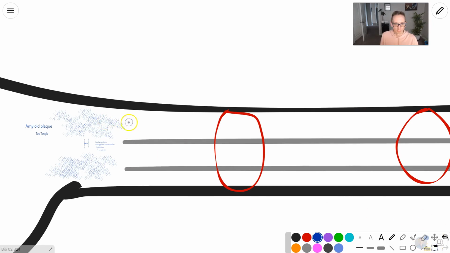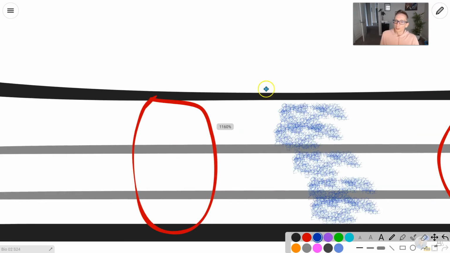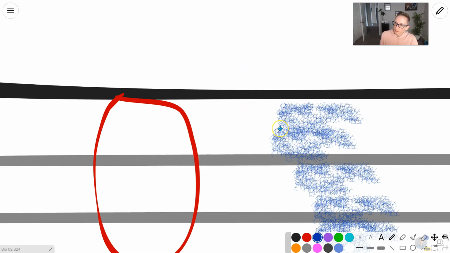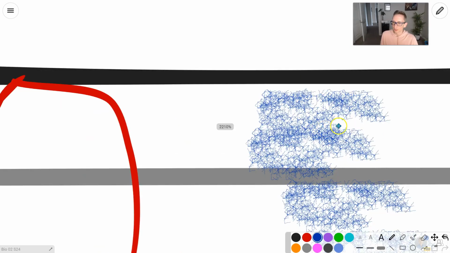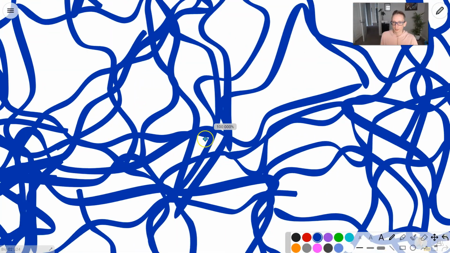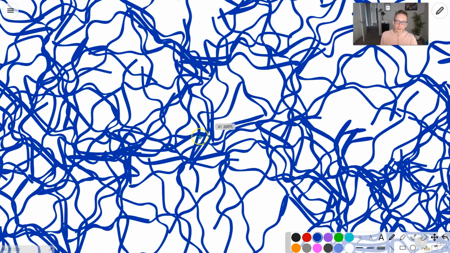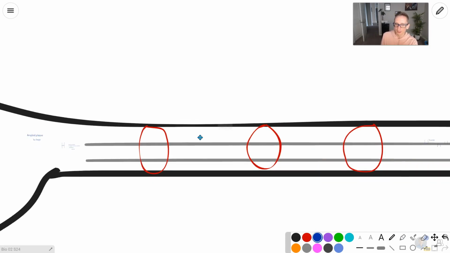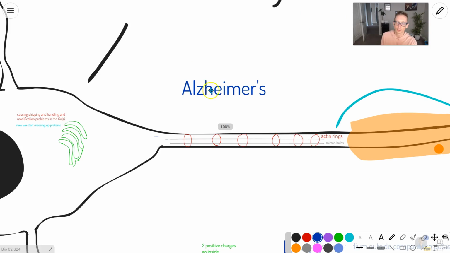And this would accumulate not just here, but also here. It'd be accumulating everywhere. Okay? And what needs to happen when a channel opens up here? Sodium ions need to diffuse and get through this now. How could they do that? I mean, look at this. This is a nightmare. This is what nightmares are made out of. Sodium ions are going to get through this? Okay, maybe, but it's going to take longer. It's going to slow transmission in your neurons. And maybe you get enough of this, and the neuron can't even function anymore. And that's what causes Alzheimer's.